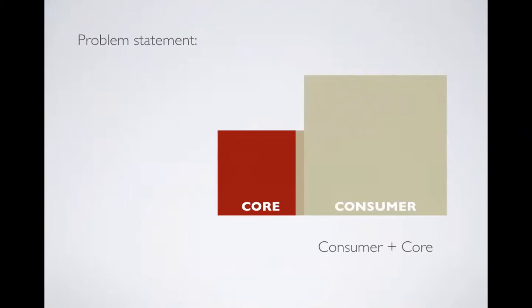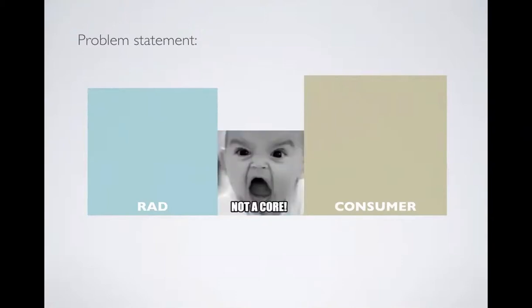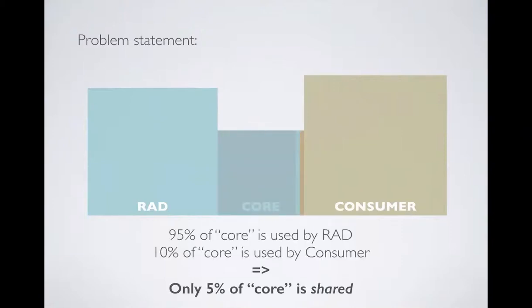still basically nothing. Which, if you look at it from here, is like, well, this is not the core, really. This was basically me and Thomas when we spent two weeks trying to figure out what was going on here. And it doesn't really look like this is a core. The reason is that 95% is basically used by RAD and 10% is used by consumer, which makes only 5% of it the shared bit. And it's just that small, narrow band there.